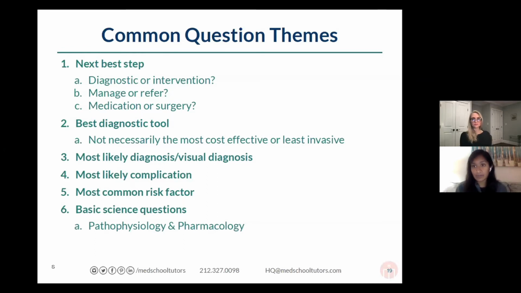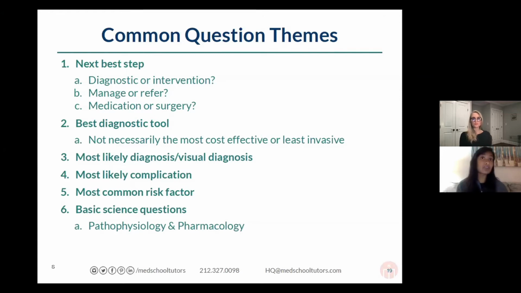Also, another big question that's asked is, what is the best diagnostic tool? So using the same example of cholecystitis, right? You'll have a patient come in with right upper quadrant pain, happens after eating, colicky in nature, all of the classic cholecystitis symptoms. Everyone's thinking, okay, it's cholecystitis. And then they'll ask you, what is the best diagnostic tool? What is the test that I use to diagnose this?